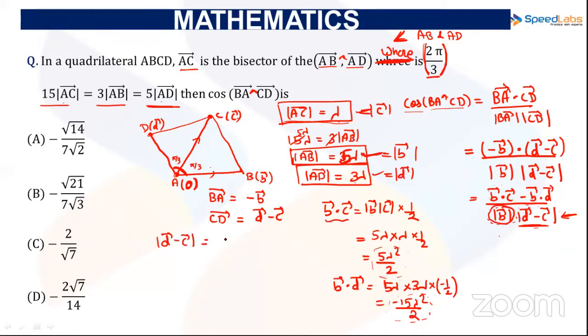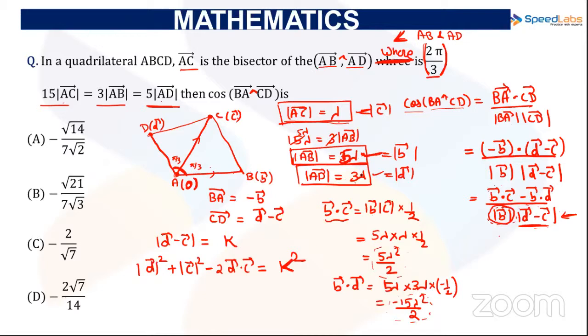All right, so now mod of D minus C, let us assume this is equal to k. So what can we do here? If I square both sides, then how much will this be? Mod D square plus mod C square minus 2 D dot C, I am sorry, this will be D dot C, right? Equal to k square. All right, D dot C equal to k square.